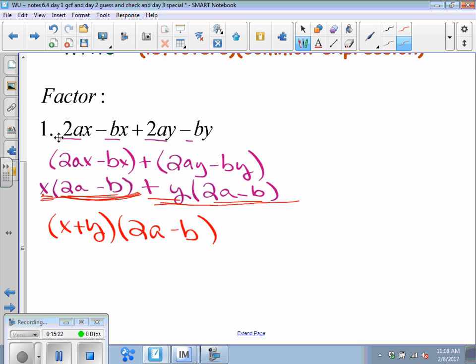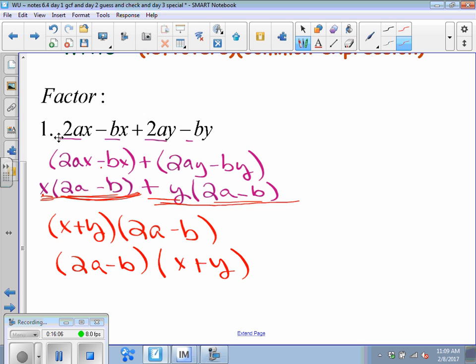Okay? So, let's review the steps. Group the first two terms, the last two terms, make sure they're separated by an addition sign. Factor out the greatest common factor out of each group. Now you've created two terms. The last step, write your leftovers times your common expression. It's not wrong if you do 2a minus b times x plus y. There's nothing wrong with that. Factors are interchangeable, like 3 times 4 is the same thing as 4 times 3. Okay, so there's nothing wrong if you reverse those factors. It's okay. Any questions?